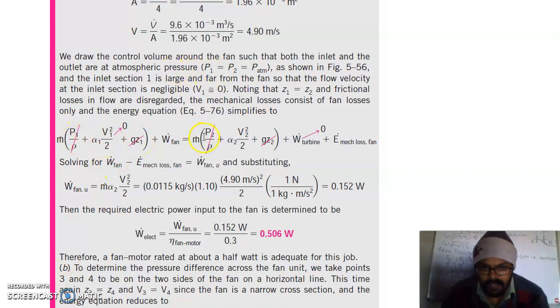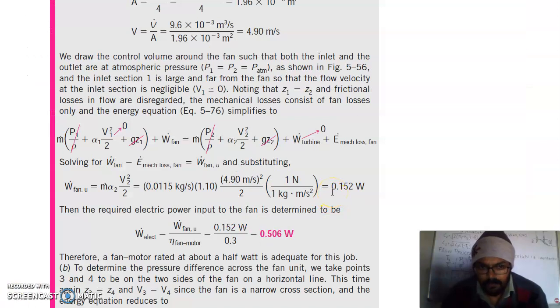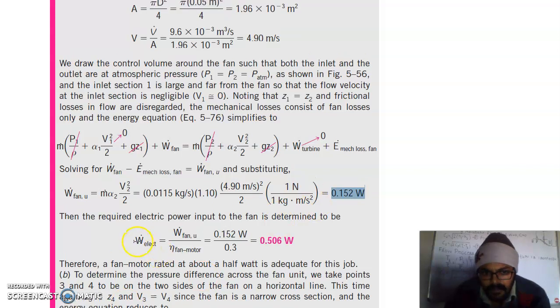Pressure is same at inlet and outlet. Velocity at inlet is 0. Z1 and Z2 are also same. So your equation becomes work fan is equal to alpha 2 V2 square by 2. Alpha 2 is given 1.10, energy correction factor 1.10. So work or power of the fan is 0.152 watt. Electric work required, or you can say electrical power required to run the fan, is equal to the power required by fan divided by efficiency of motor, which is 30%. So it is 0.506 watt.